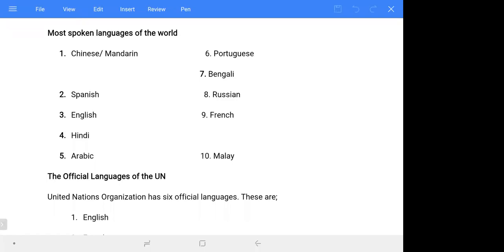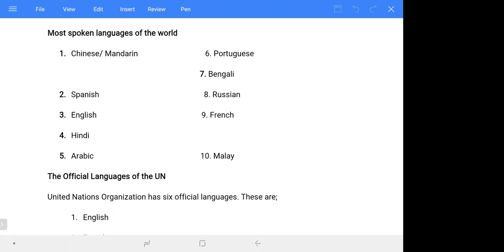So English is the most widely distributed language. It's the most widely spoken language. But by native speakers, it's Chinese. Is it clear? Yes. So the most widely spoken is English, and the most spoken by native speakers is Mandarin.